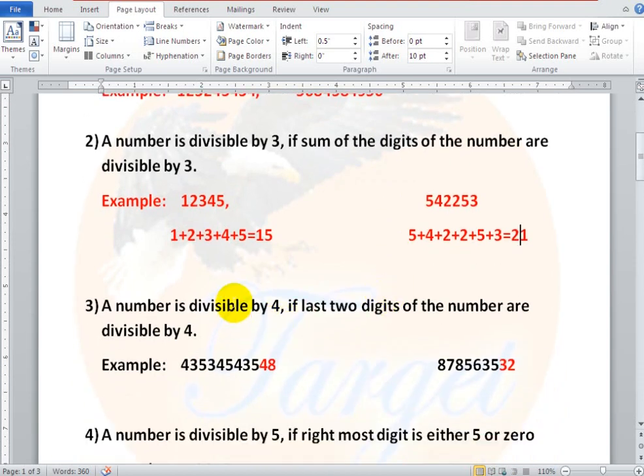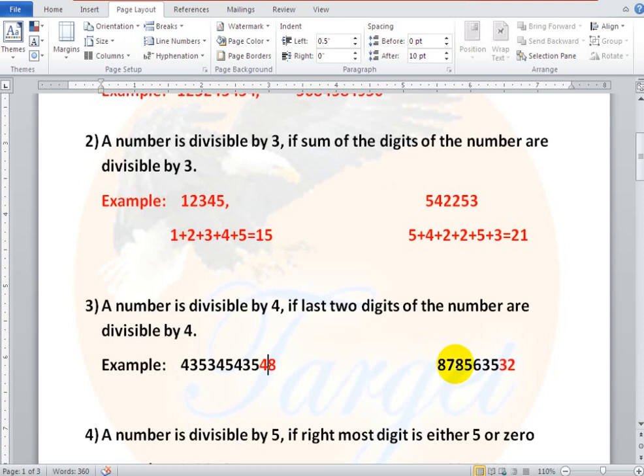Third case is the case of number 4. A number is divisible by 4 if the last two digits of the number are divisible by 4. For example, in this big number, you should notice that the last two digits are 4 and 8, that is 48. Because 48 is divisible by 4, this complete number is divisible by 4.